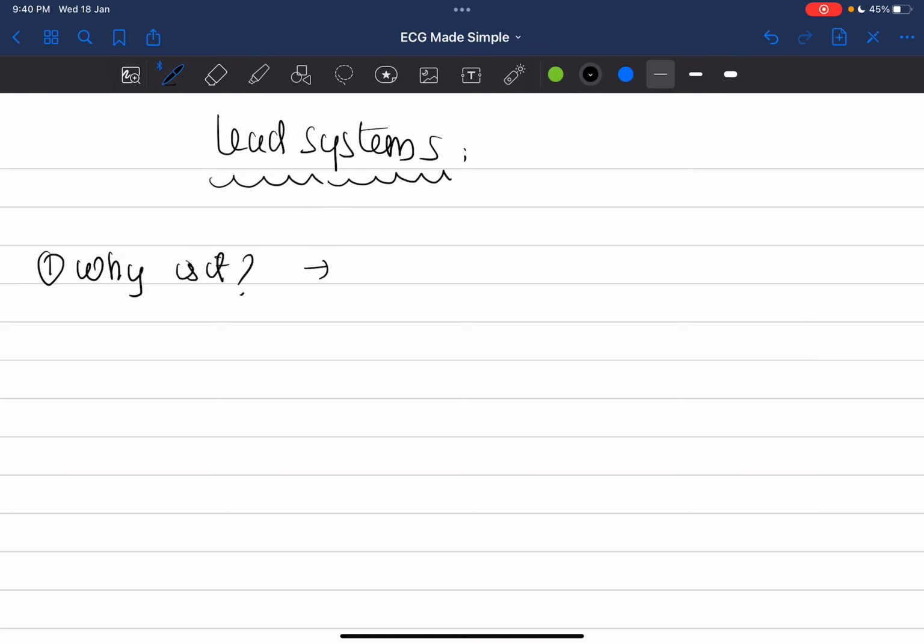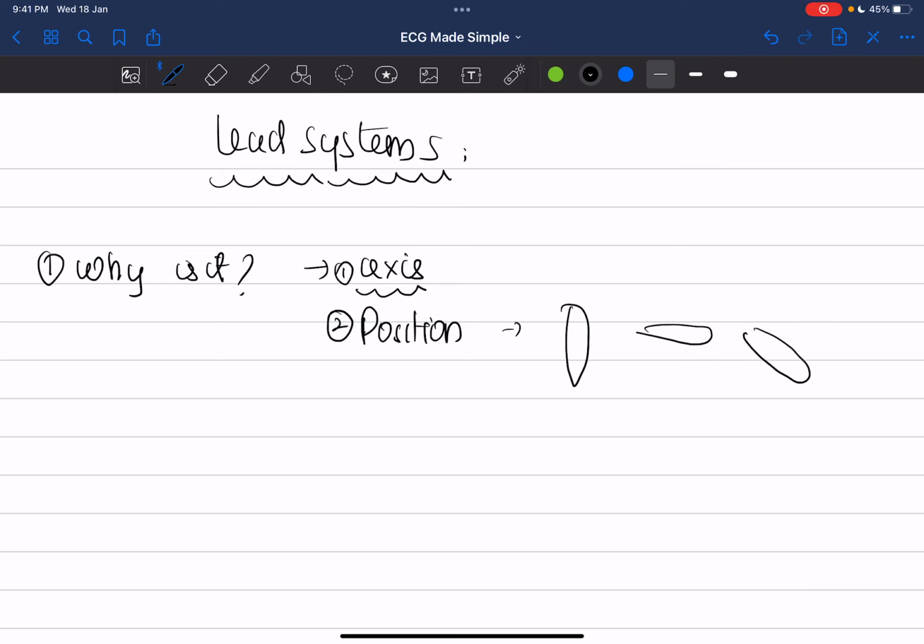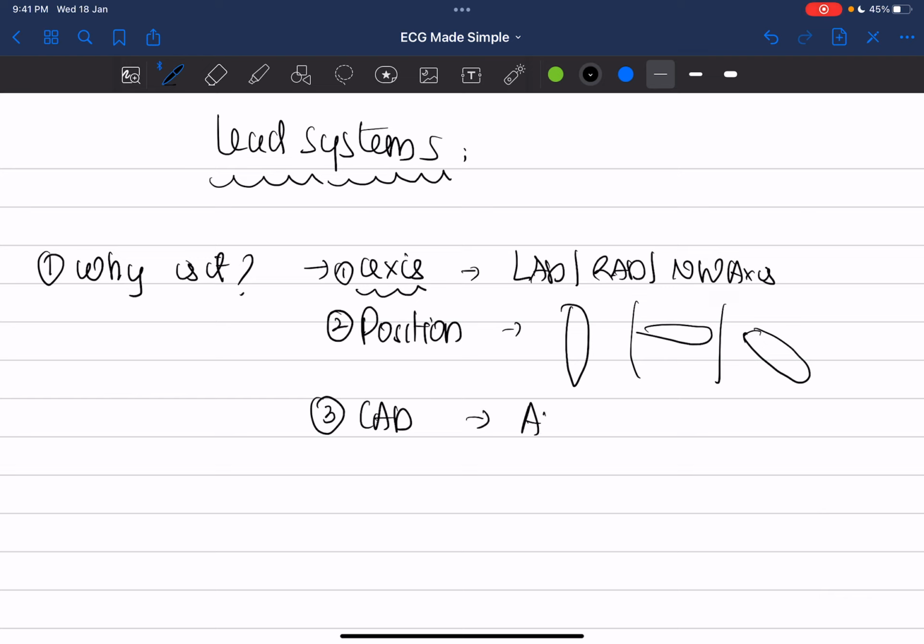First thing I would say is axis calculation. Second one is to know the position of the heart, whether the heart is vertical, horizontal, or in the normal intermediate position. The axis, whether it is left axis deviation, right axis deviation, or northwest axis, all these things we can make out from it. And especially CAD. Is it an anterolateral wall MI, an inferior wall MI, or a posterior wall MI? All this localization, the lead system forms the basis.